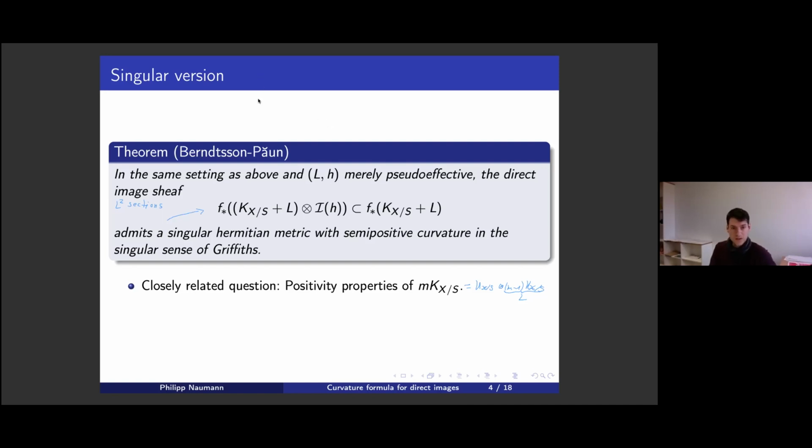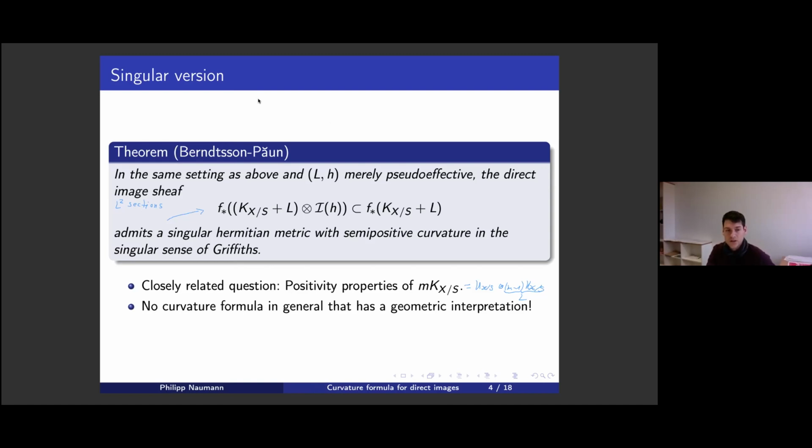And the caveat here is that in this singular situation, in general there's no curvature formula that allows the geometric interpretation. But this is actually what you would like to have, because for instance you would like to characterize the situation when the metric on the direct image is flat.